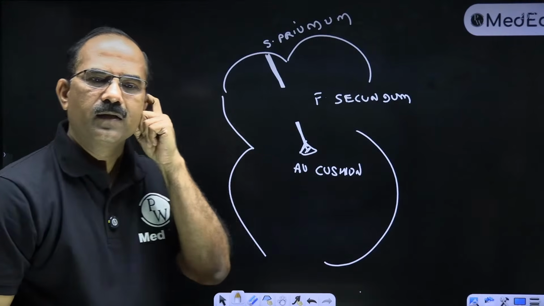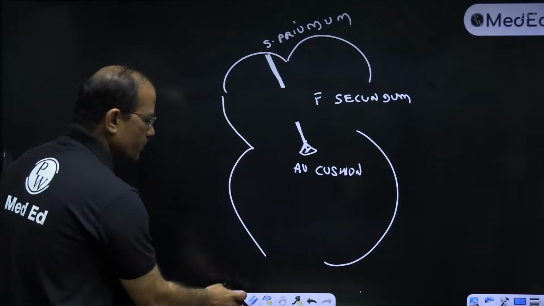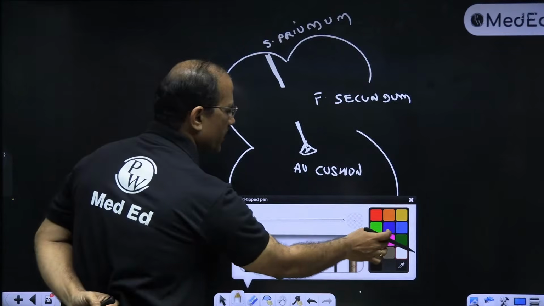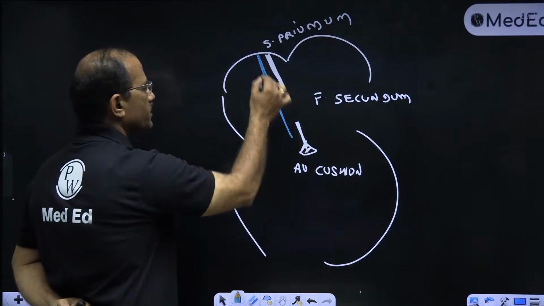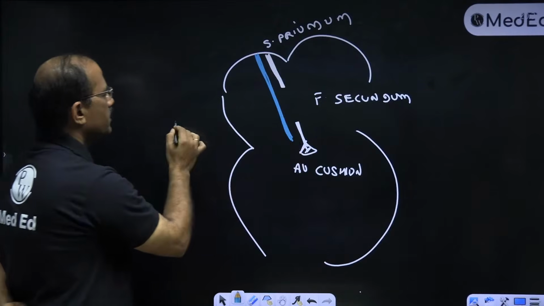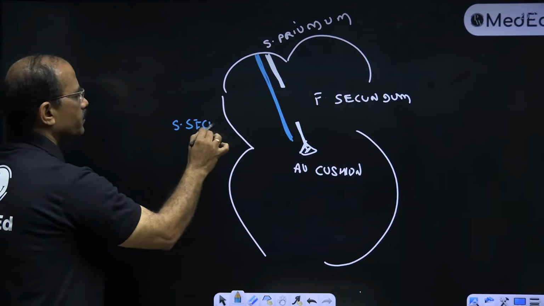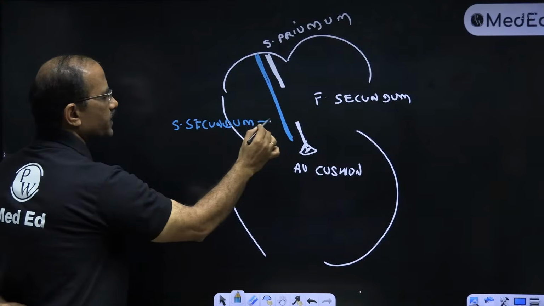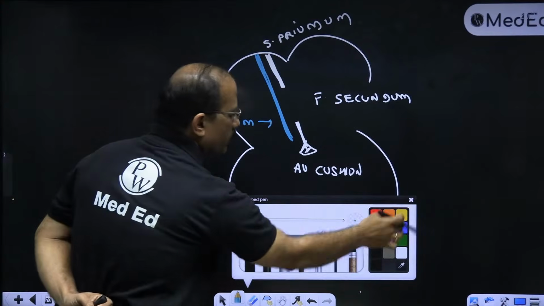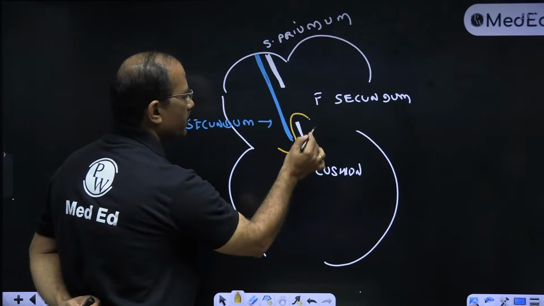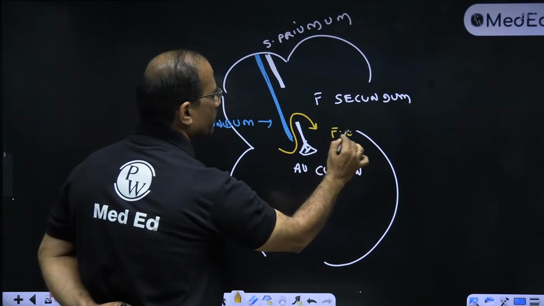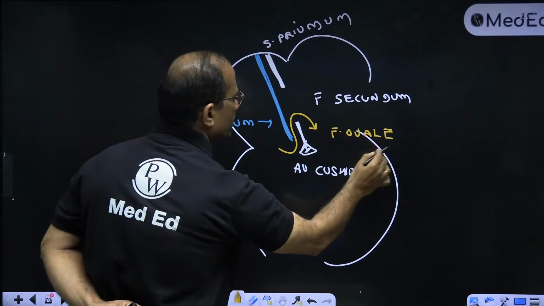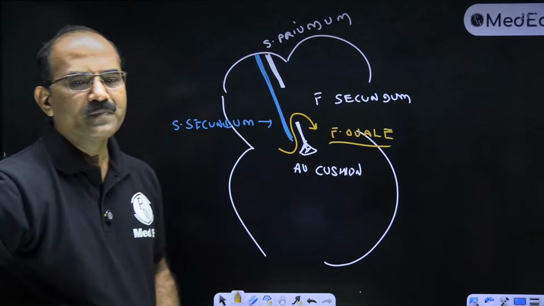Fine. Now, another septum starts to grow here. दूसरा septum grow होता है यहाँ पे. What is this septum known as? This is what we call as the septum secundum. Septum secundum. Fine. And now this opening is what is known as the foramen ovale. इसे बोलते हैं foramen ovale.